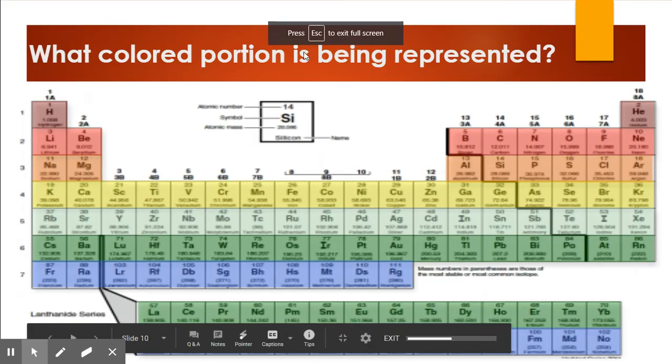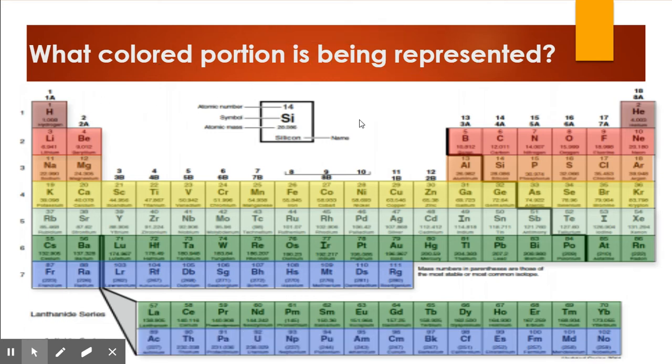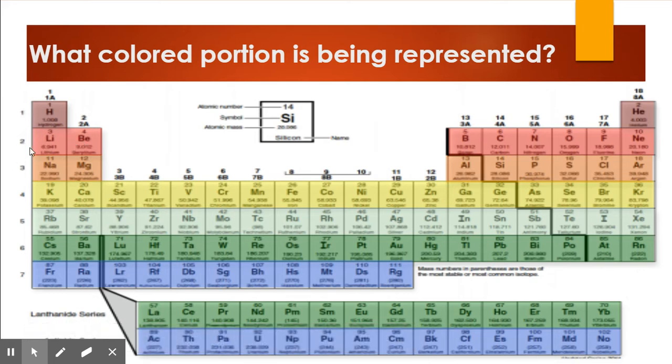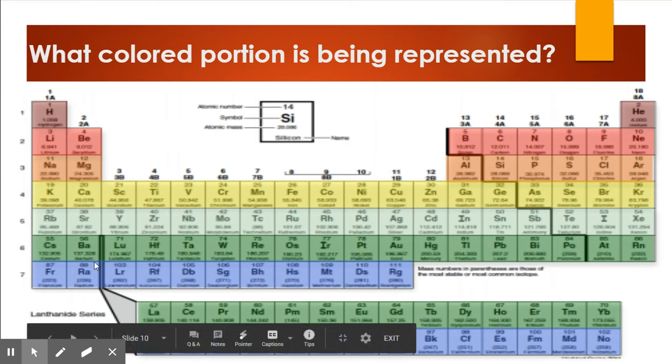Okay, let's have a little review on the periodic table. What colored portion is being represented? So if you look here, that's a row, here's a row. So all these are color-coded. So what's being represented here? Your periods are being represented by these colors. So this is period 1 going across, period 2, period 3 is orange, period 4 is yellow, period 5 light blue, period 6, and period 7.